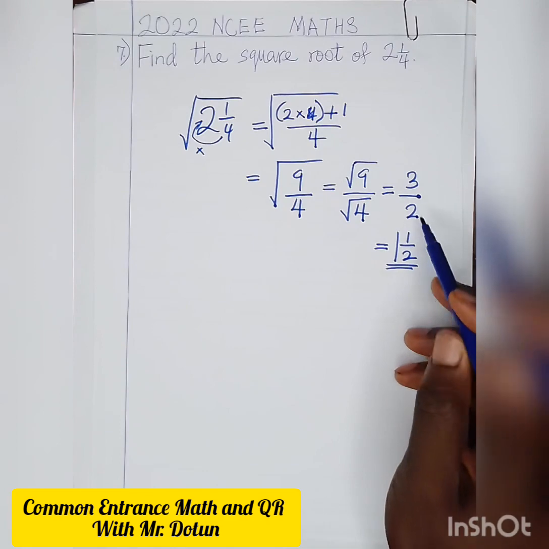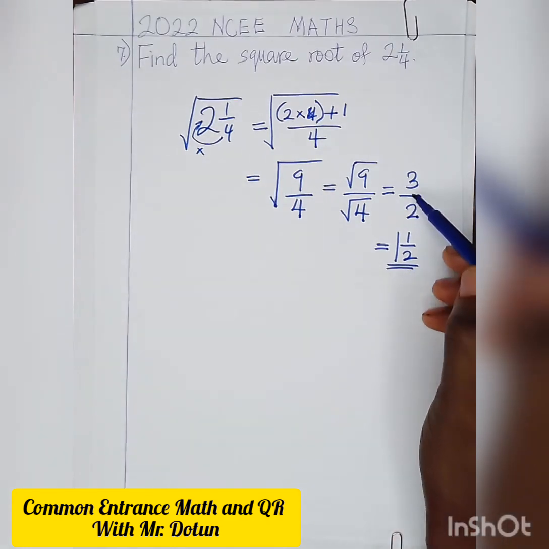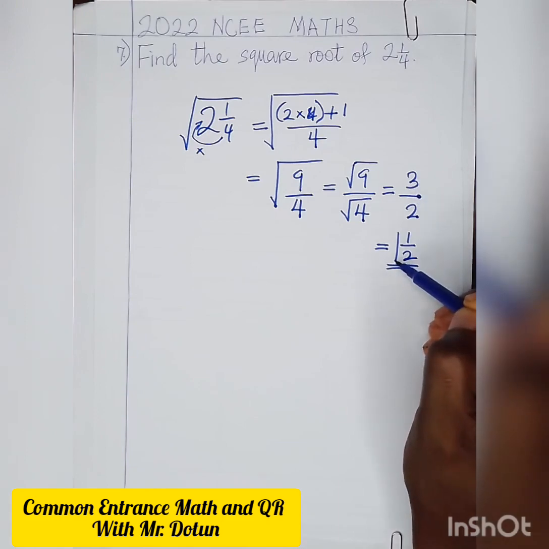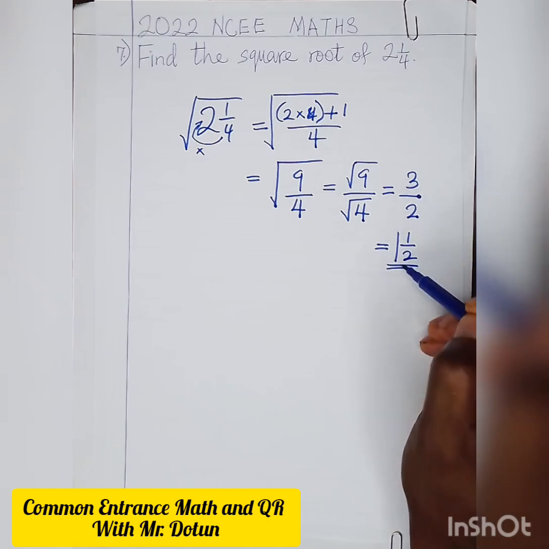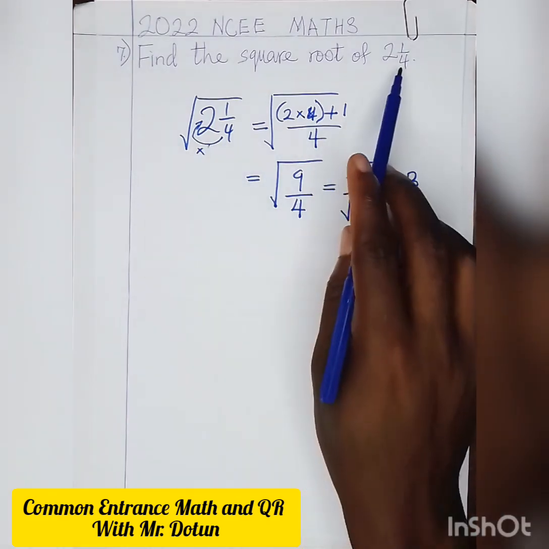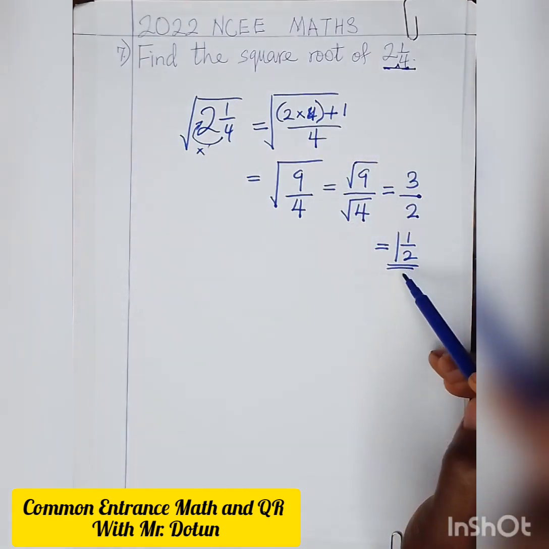Alright, so at the end we have to convert our answer to a mixed number. So we check how many 2's are there in 3. How many 2's can you find in 3? It's only 1 and remainder 1. Alright, we've converted back to mixed fraction since our question was given in mixed fraction, so our answer usually will also be in mixed fraction.